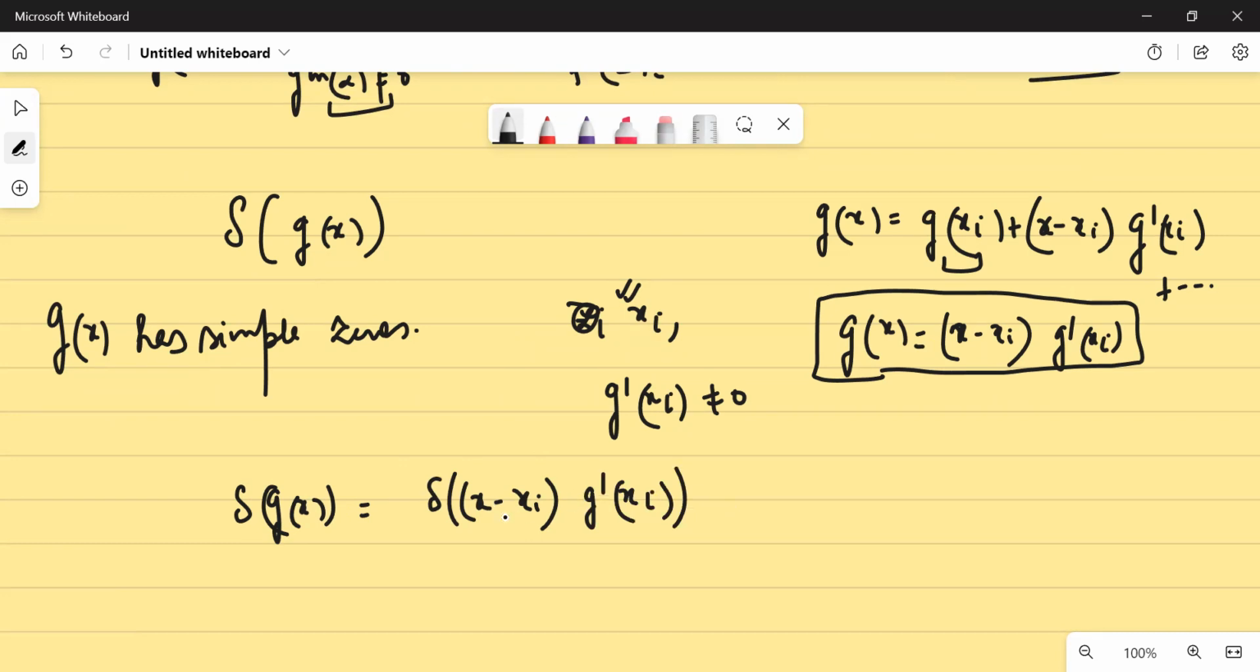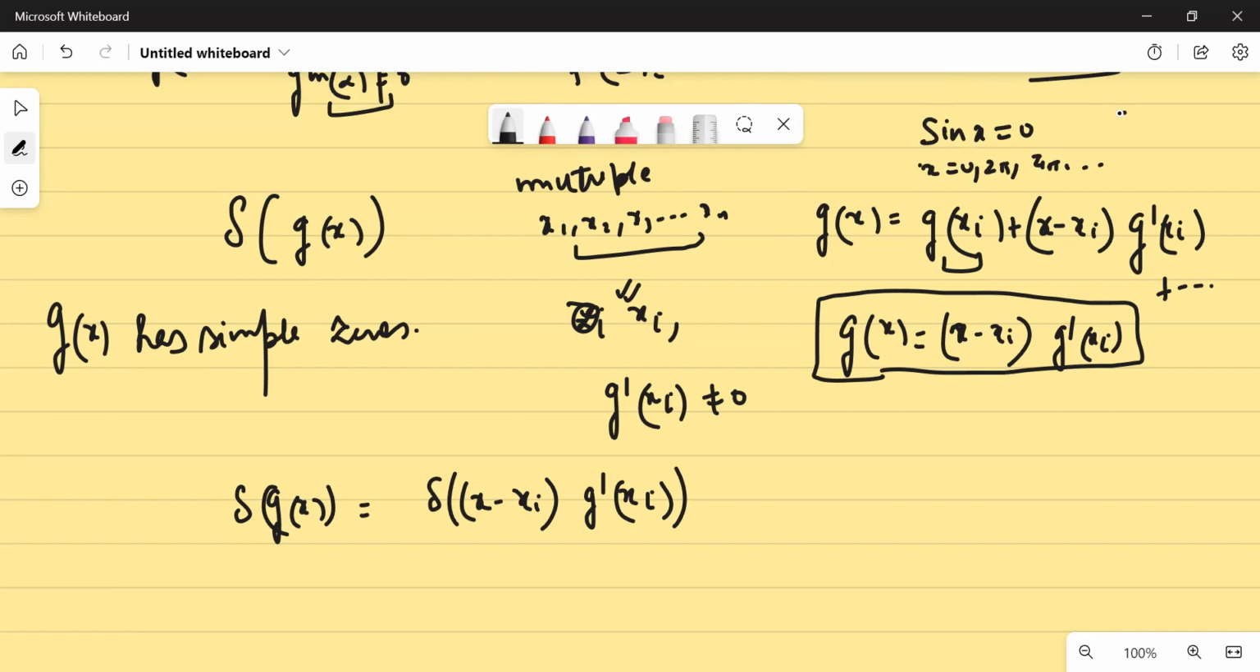Okay, so you can clearly see that instead of having written Dirac of g(x), now I can write, and all these xi's can be x1, x2, x3, xn. Understand, these are multiple zeros, not roots of multiplicity. Understand my point? Say for example, if I'm saying sine x equal to 0, it implies x equal to 0 is a root, 2 pi is a root, 4 pi is also a root. All these are simple zeros. But if I say sine squared x equal to 0, now x equal to 0, 2 pi, 4 pi are all zeros, but they are repeated zeros. I'm not talking about these cases.